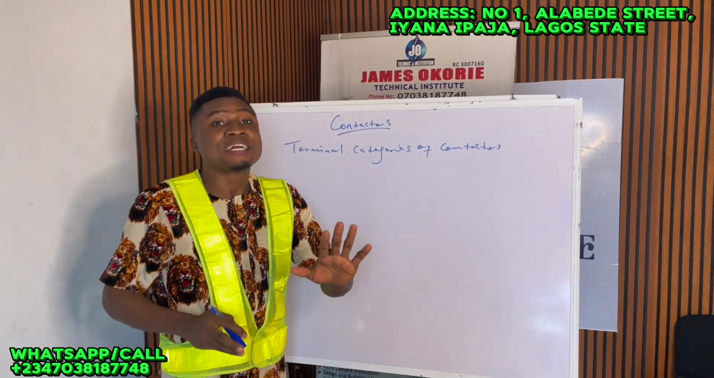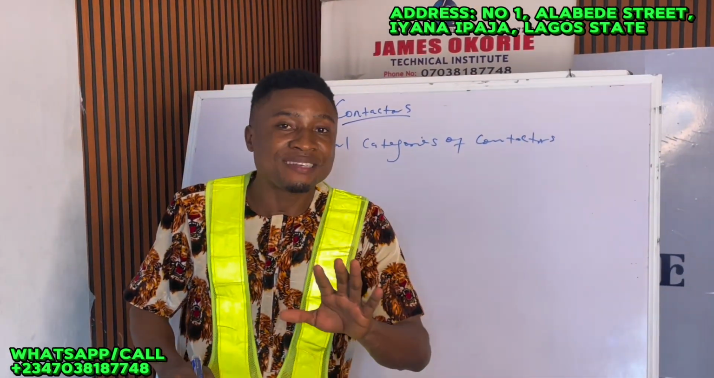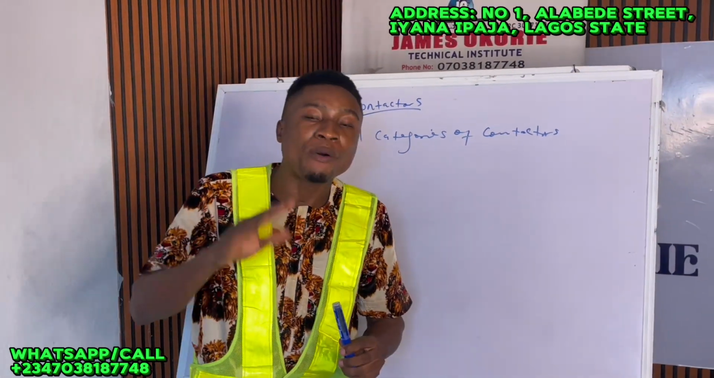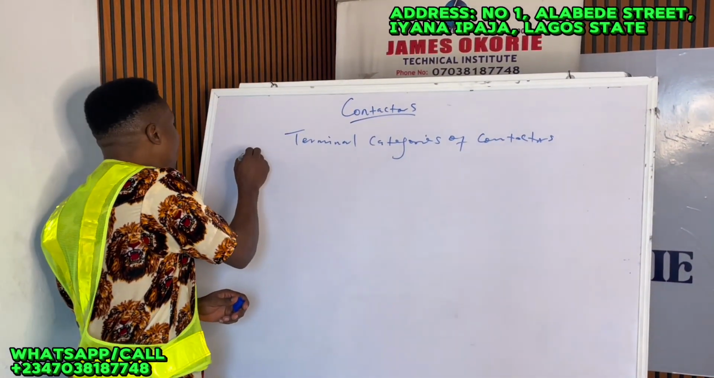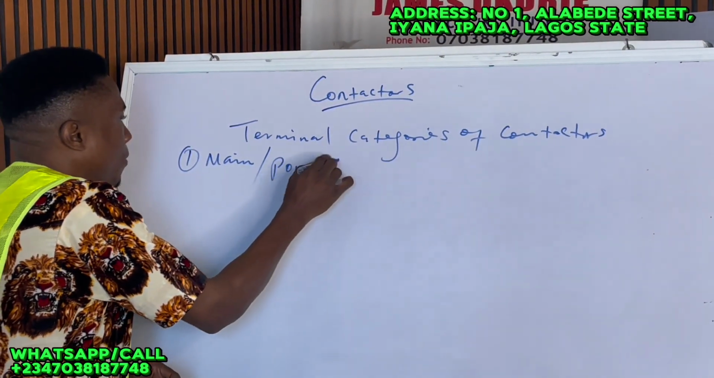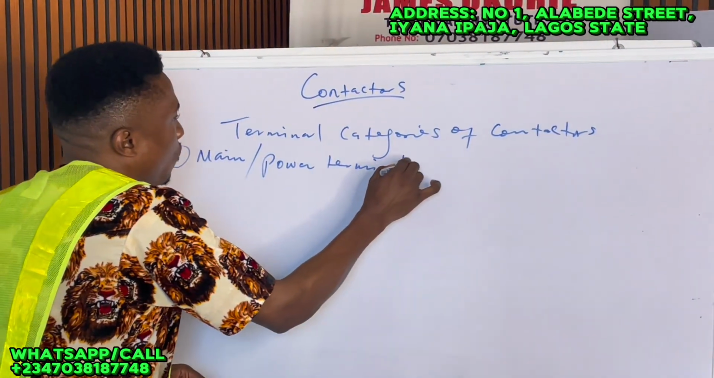There are three terminal categories of contactors, three terminals that you must master. Number one is what we call the main, or the power terminals of contactors.